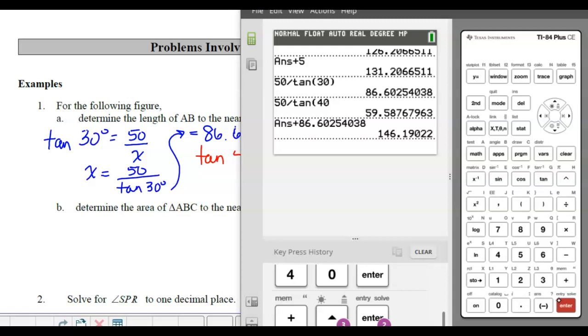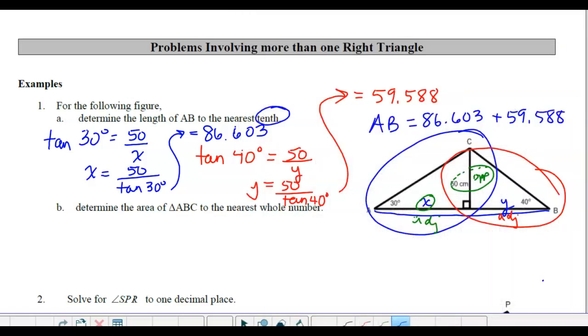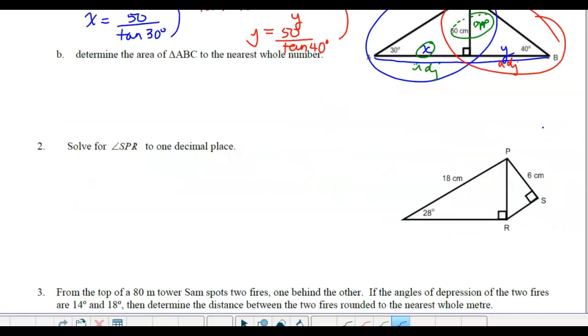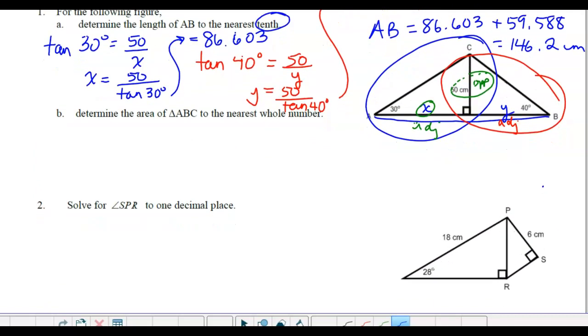Okay, so now 146.2. So AB equals 146.2, and units are centimeters. Some of you are forgetting units as well. Okay, these are all measurements. So degrees for the angles, whatever unit of measure for the sides.